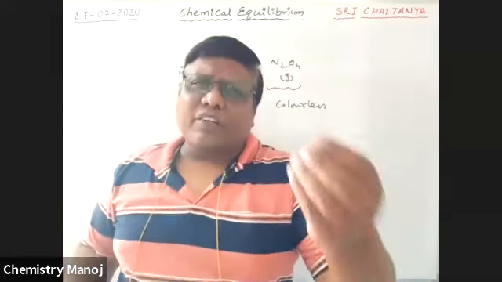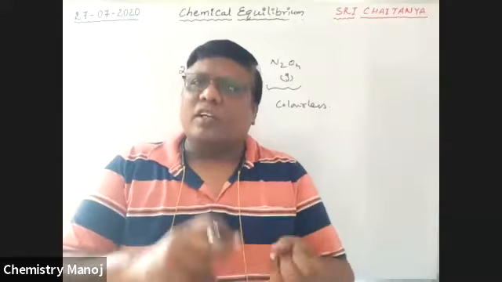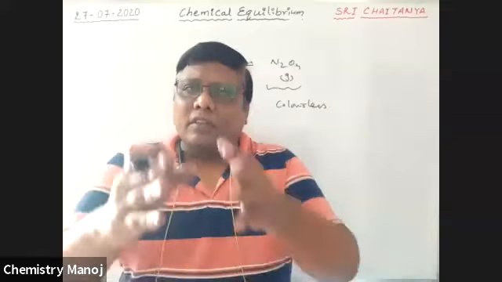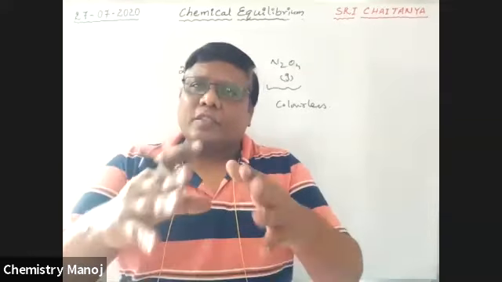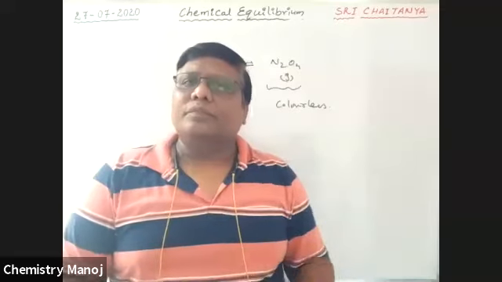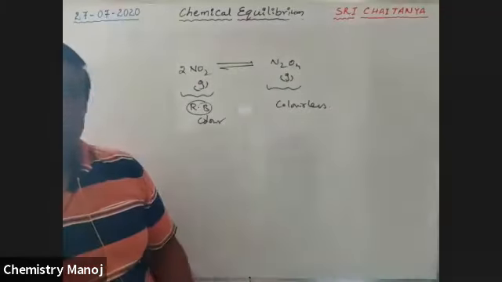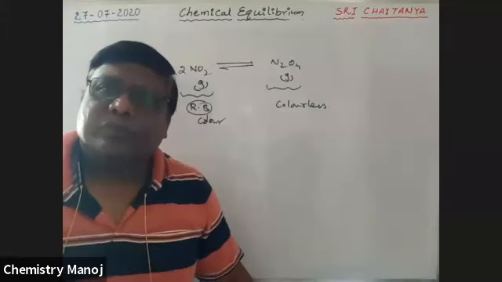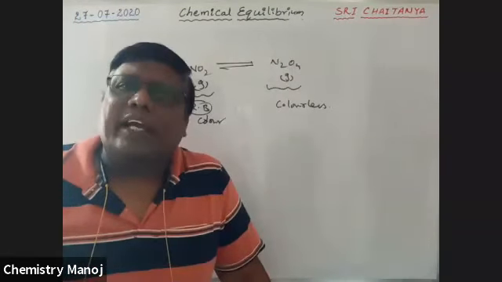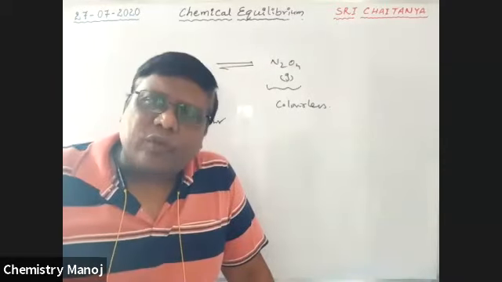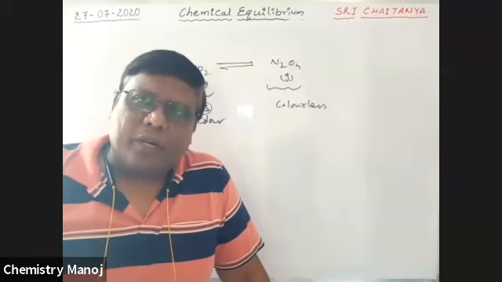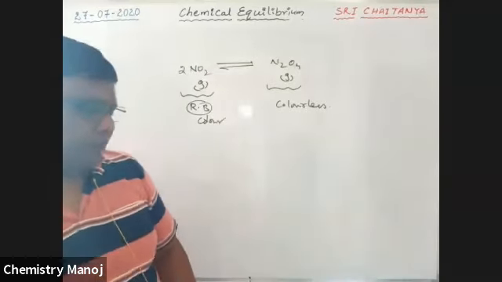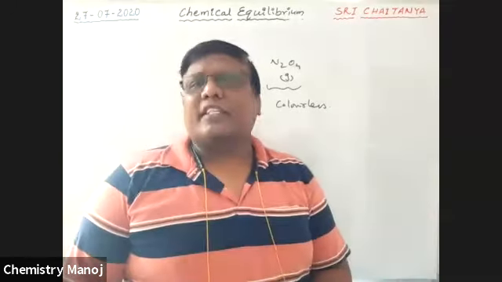Whatever it is possible to observe, pressure, color, concentrations, whatever it may be, the constancy of those factors, the constancy of that color, is the identification of the equilibrium state. So there the equilibrium is established. This is the way to identify the establishment of equilibrium.